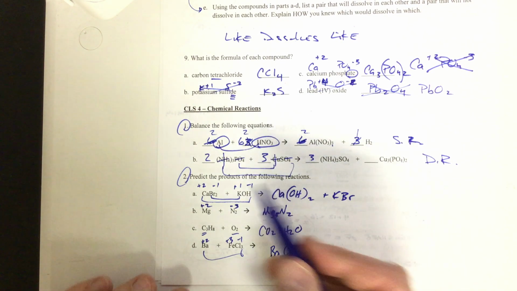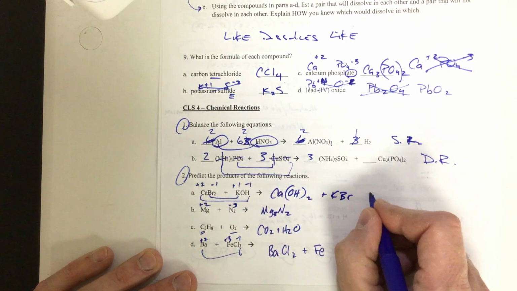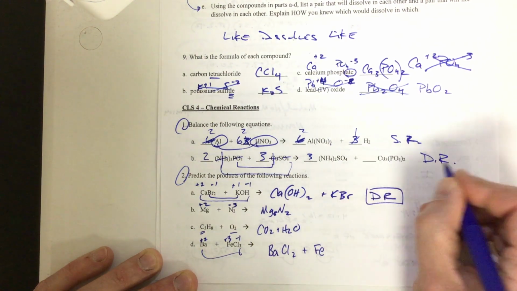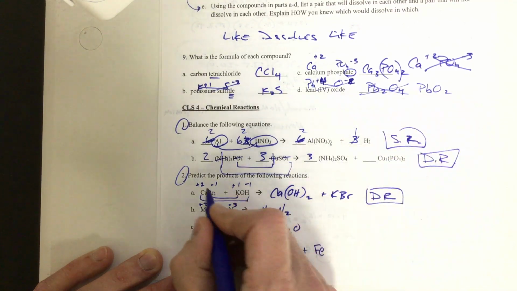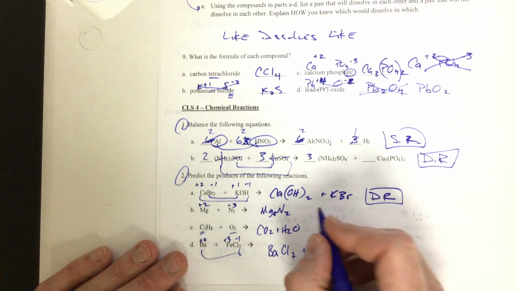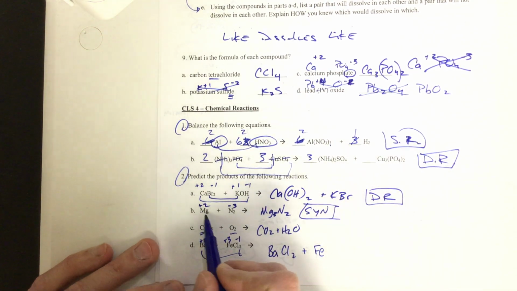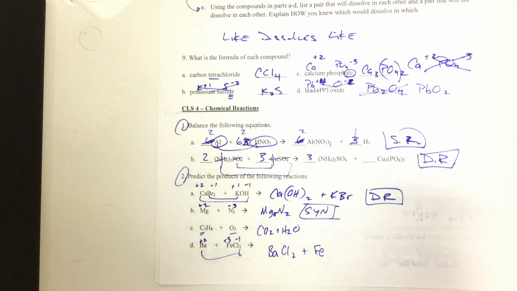When I move down to here for 2A, I also have a double replacement reaction. Same deal. You have a positive going with the negative, so you have both of them switching. For B, you have a synthesis reaction. In a synthesis reaction, you have two single elements. Those elements are combining to make one compound.